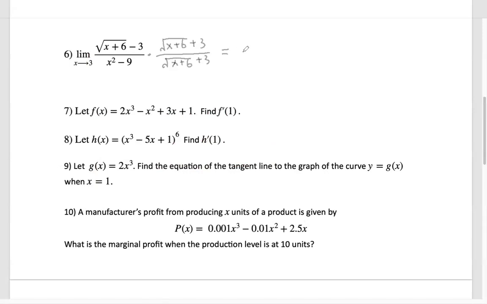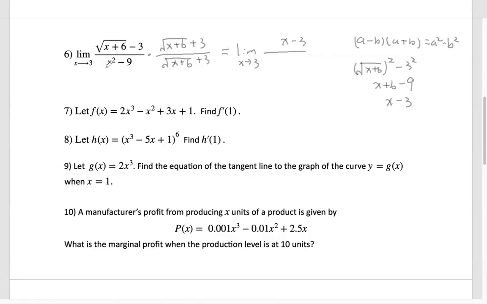Then the numerator becomes, remember, a minus b times a plus b becomes a squared minus b squared. So in this case, we have square root of x plus 6 is a, so a squared minus 3 squared. So that's x plus 6, because the square root cancels the square, minus 9. So that becomes x minus 3. So the numerator, we have x minus 3.